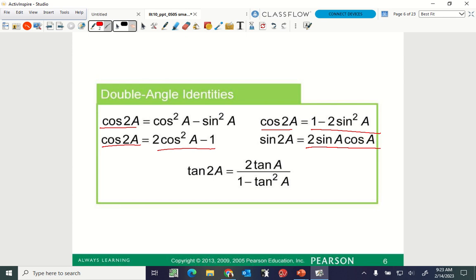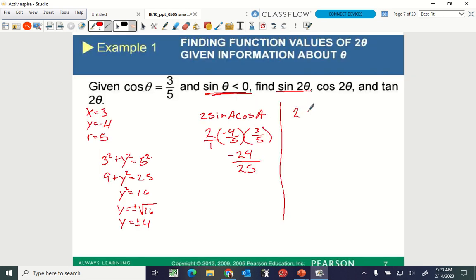So let's go through, and I'm going to use this one here. So 2 cosine squared A minus 1. That's my formula. 2 cosine. Cosine of this angle that I have over here is 3 over 5. Square goes on the outside right there. Minus 1.